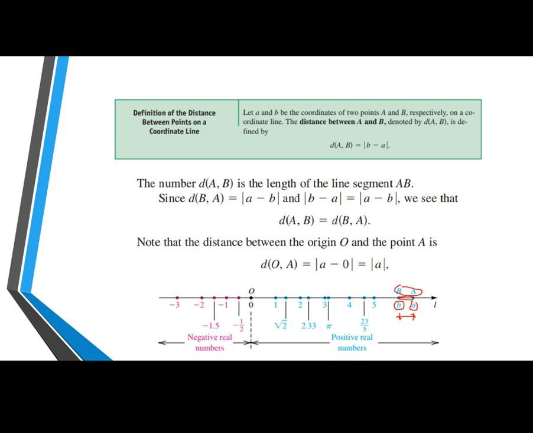So note that the distance between the origin and the point A is the distance d(O, A), and that is equal to the absolute value of A minus 0, which is equal to the absolute value of A.